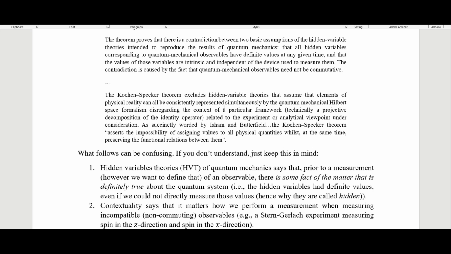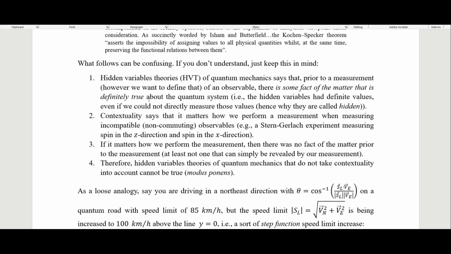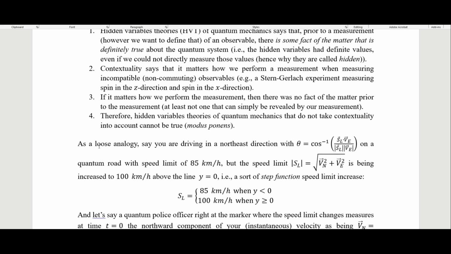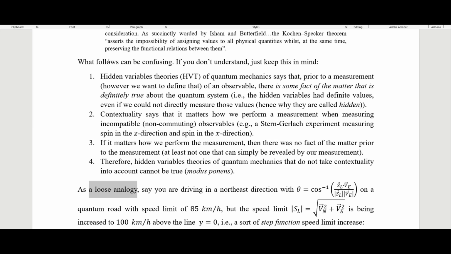And so in this video, like I said, I'm going to be talking about what this actually means and go through a simplified version of the proof of this theorem. A lot of this can be somewhat daunting and complicated. So this is kind of summarizing it, and then I'm going to go through a loose analogy that I came up with for this. If you don't understand anything that comes after this, just keep this in mind.